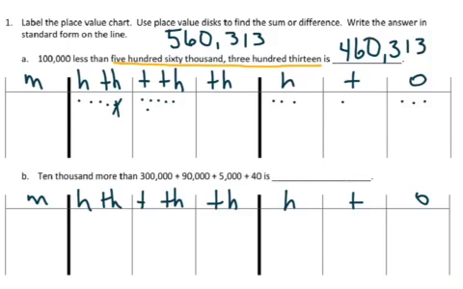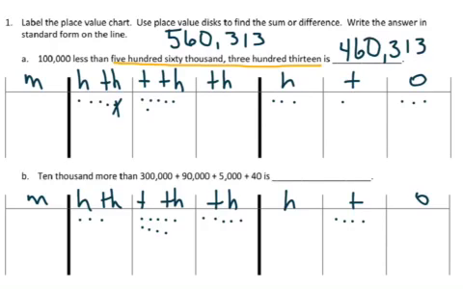So I'm in the 300,000. So in the 100,000s I have 3. In the 10,000s I have 9. I have 5,000. I have no hundreds. I have 40, which is 4 tens. Okay, and it says 10,000 more than.